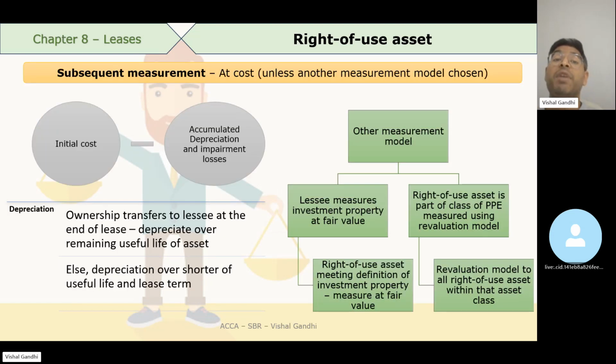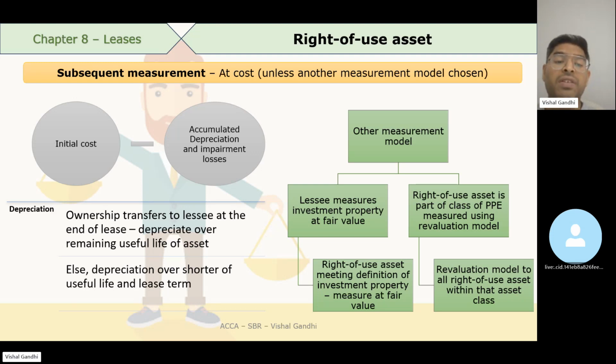Now, how do the subsequent measurements work for right of use asset? Normally subsequent measurement will also be at cost, unless another measurement model is chosen. I have given two examples at the bottom, right? One is, if it is at cost, initial cost minus accumulated depreciation and impairment losses. So if it is at cost, subsequent measurement will be initial cost minus accumulated depreciation and impairment losses. Now how will we calculate depreciation? Over the period, like over the lease term.